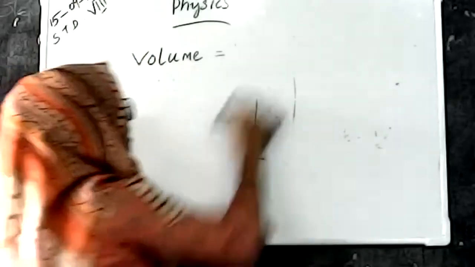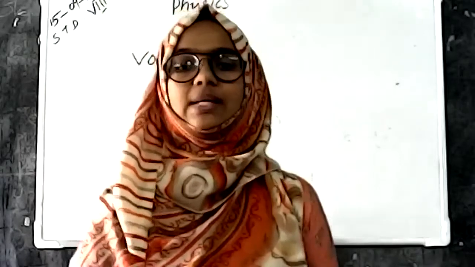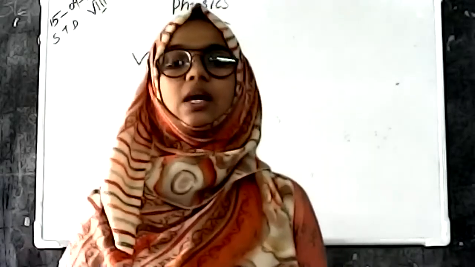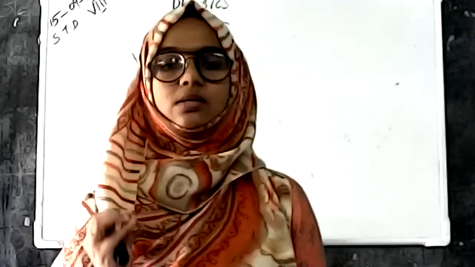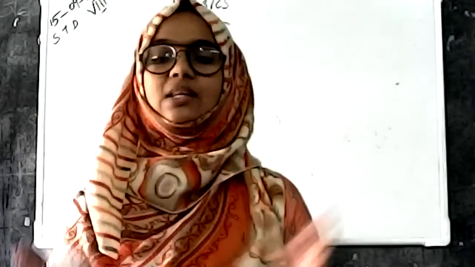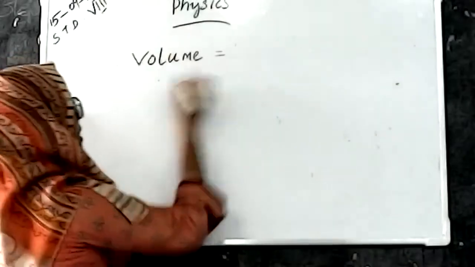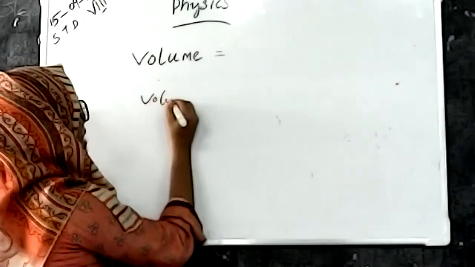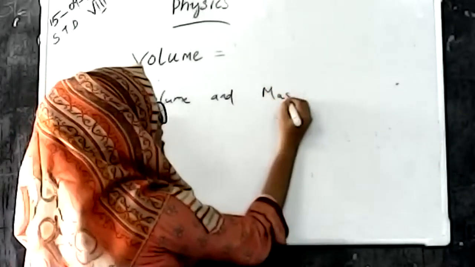For understanding the density of a body, we have already discussed the mass of a substance. What is the mass of a substance? The quantity of matter contained in a substance is known as the mass of the substance. So the mass and the volume of a substance are different. Volume and mass of one substance are different.